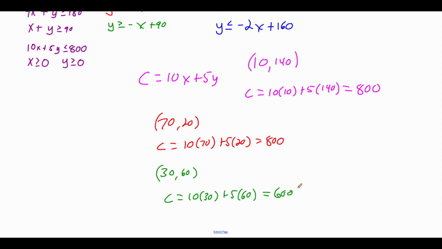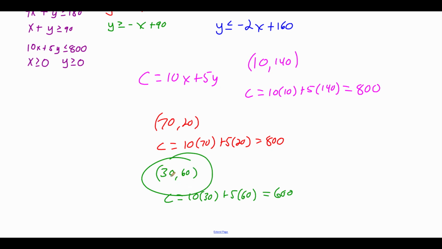Now our goal in here was to minimize our cost. So at that first ordered pair, we had a cost of $800. At our second ordered pair, our cost was $800. But at our third ordered pair, that cost was only $600. So if we're trying to minimize our cost, the lowest out of those three is that $600. So we're looking at that ordered pair 30, 60.